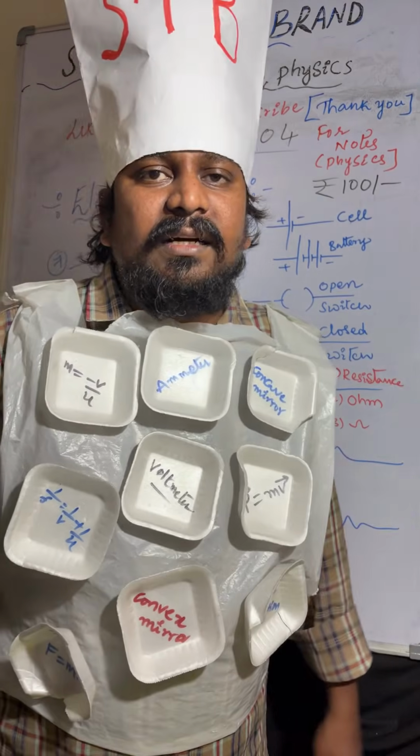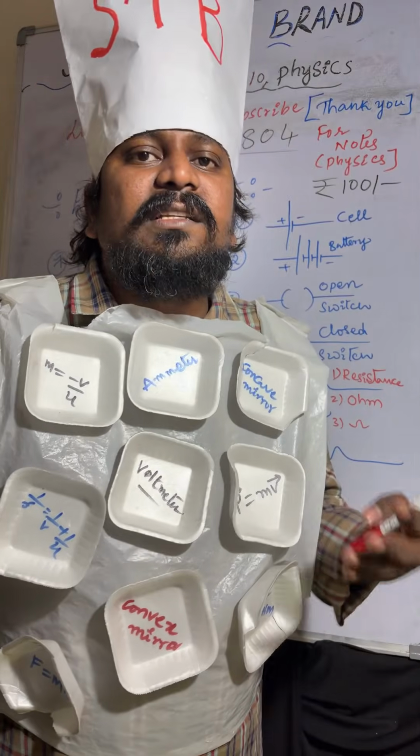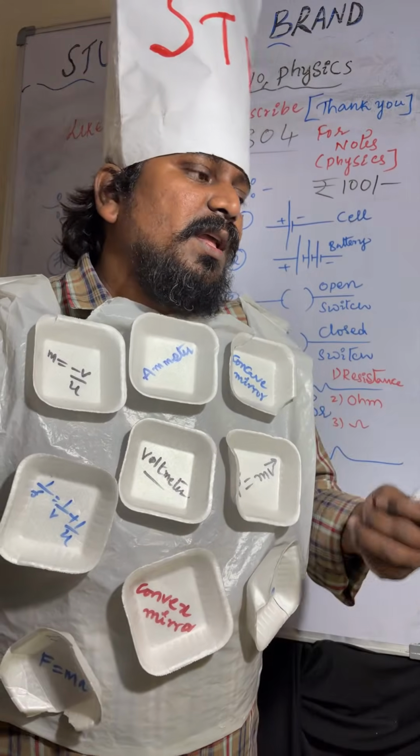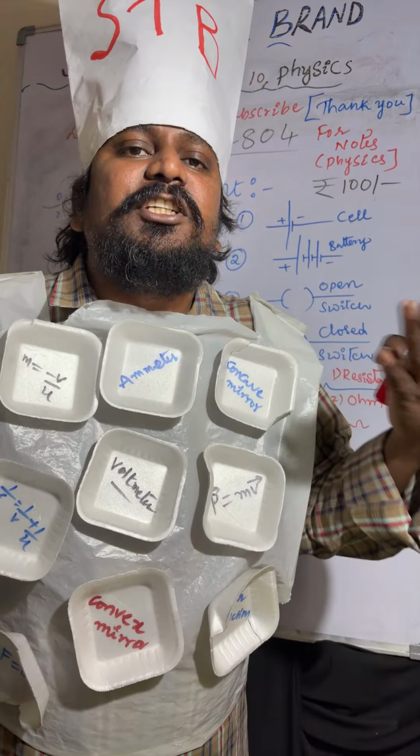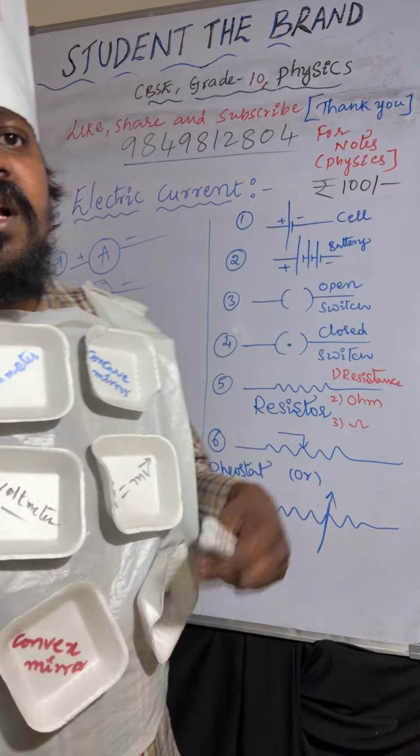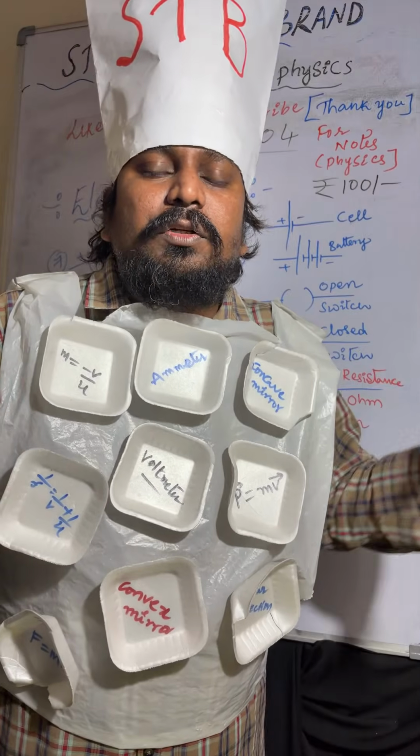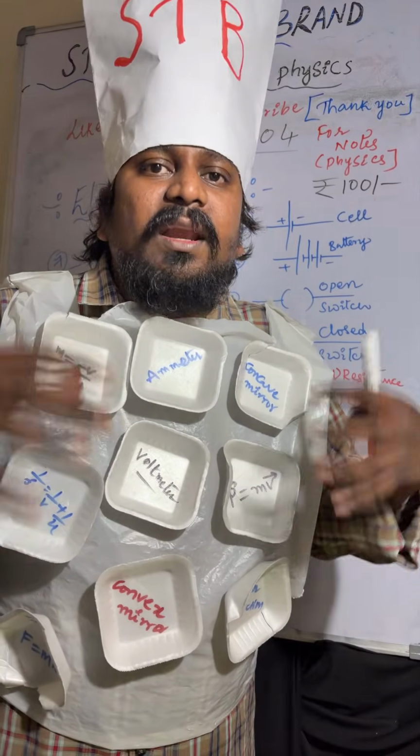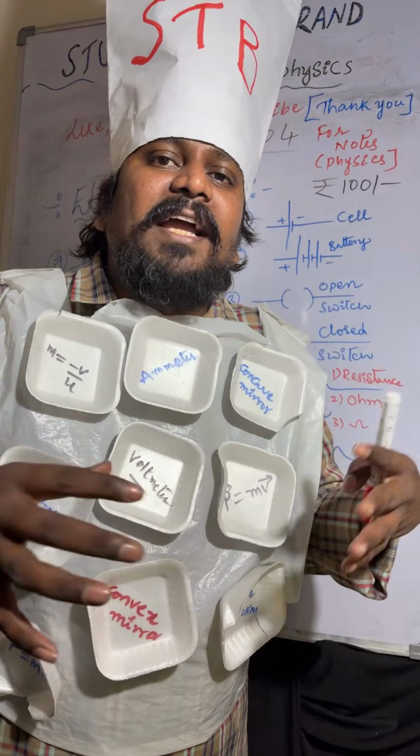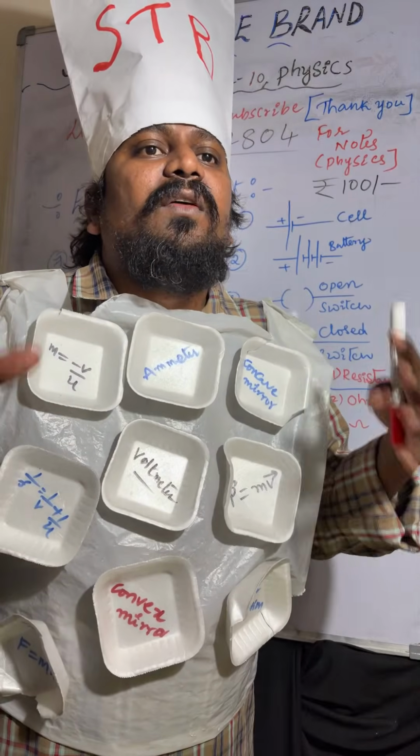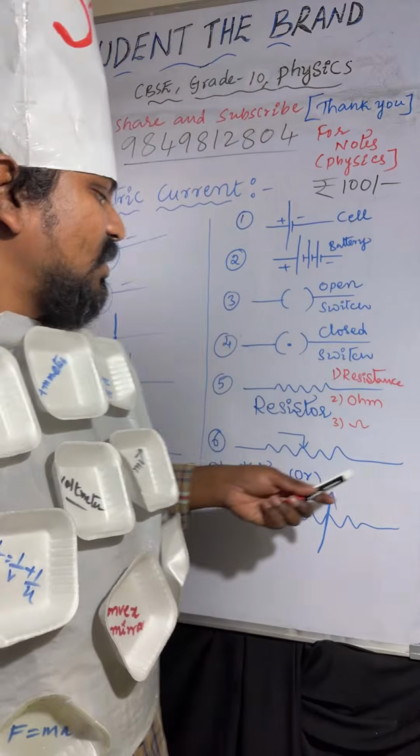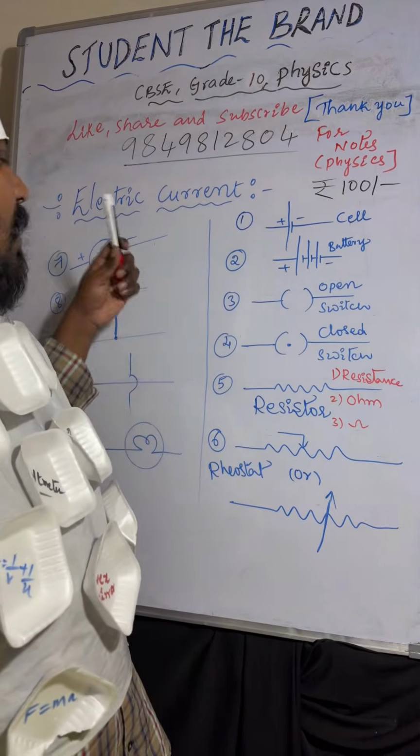So what exactly is resistance? Resistance is the phenomena of opposing the electric current in the circuit. Resistor is a device which is used to oppose the electric current in the circuit. Coming to the rheostat. Rheostat is a device which is used to regulate the current without changing the voltage source. That is called rheostat.